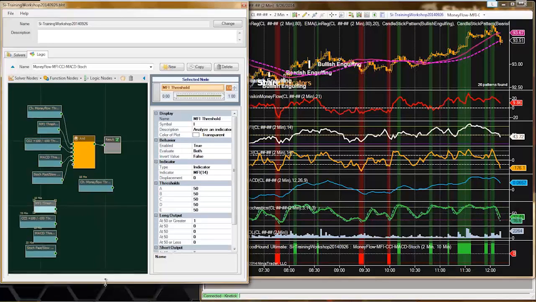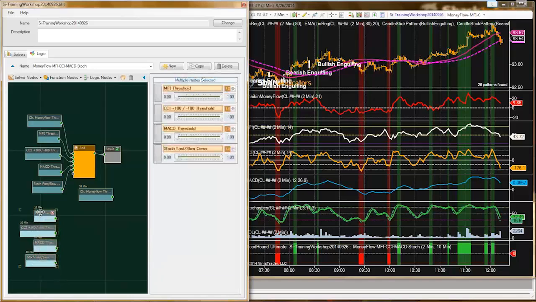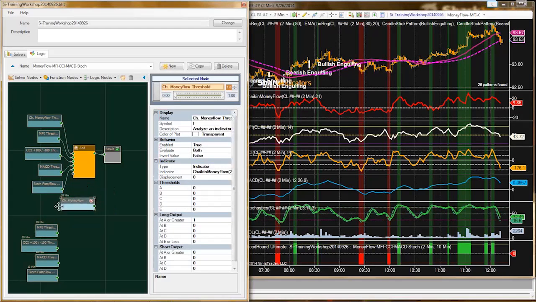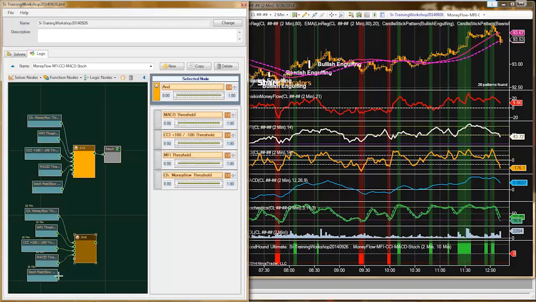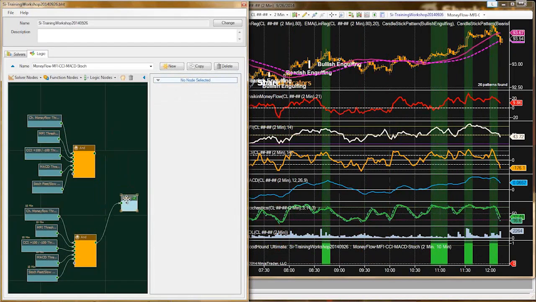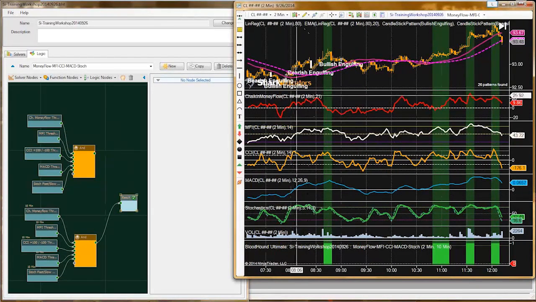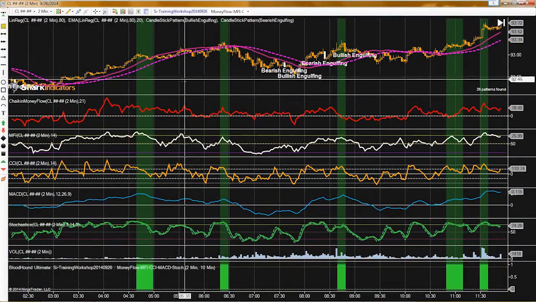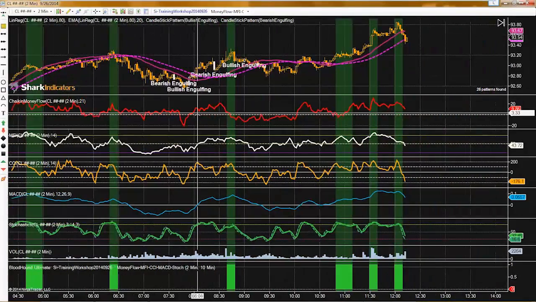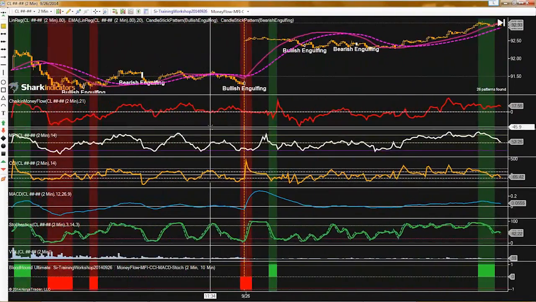Let's stretch this out a little bit. There we go. Okay, and now I just join them all together with an AND node. All right. So now, when I'm on the 2-minute chart, if I want, I can see what's happening on the 10-minute chart here. Scroll through and I can see what's happening on the 10-minute chart.